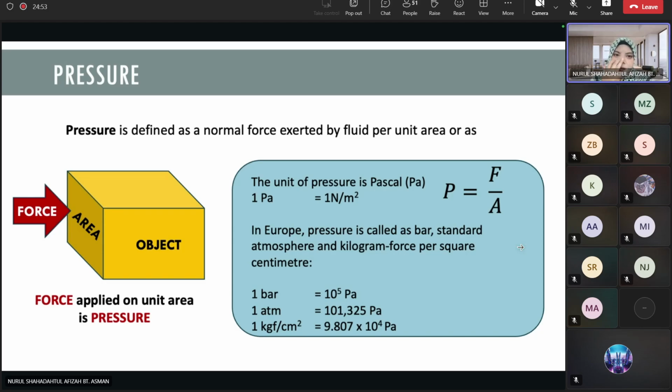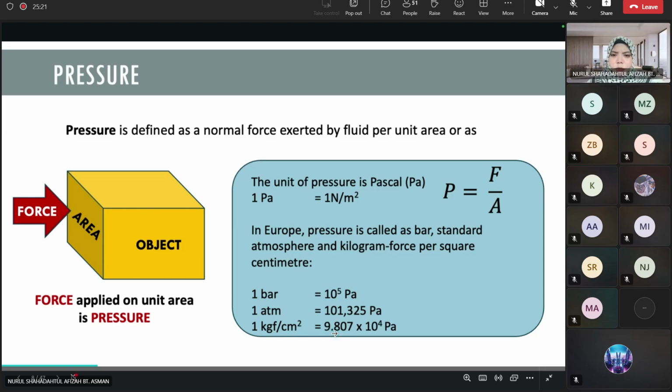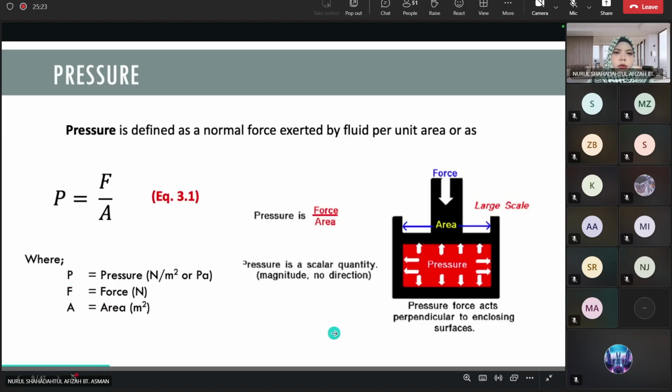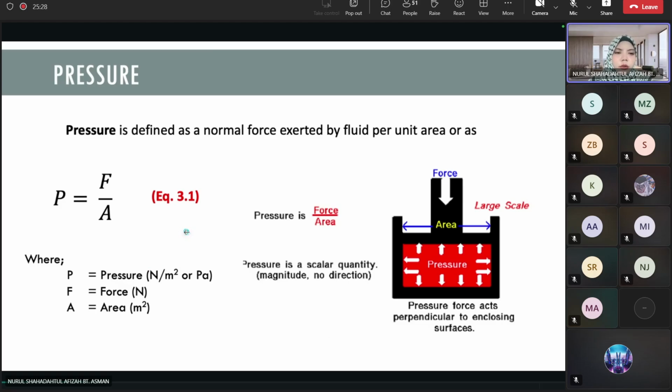So pressure can be defined as a normal force exerted by fluid per unit area. So as you can see, this is a sample of object which has an area and exerted force. So it is a force applied on a unit area. We call it pressure. So this is the equation, which is pressure equals to force over area. And same, equation 3.1 shows the equation force over area.